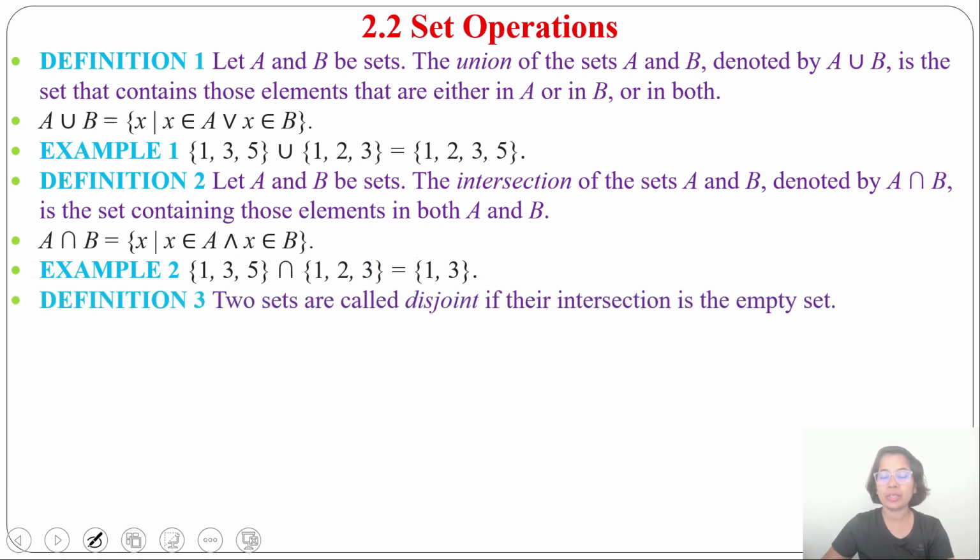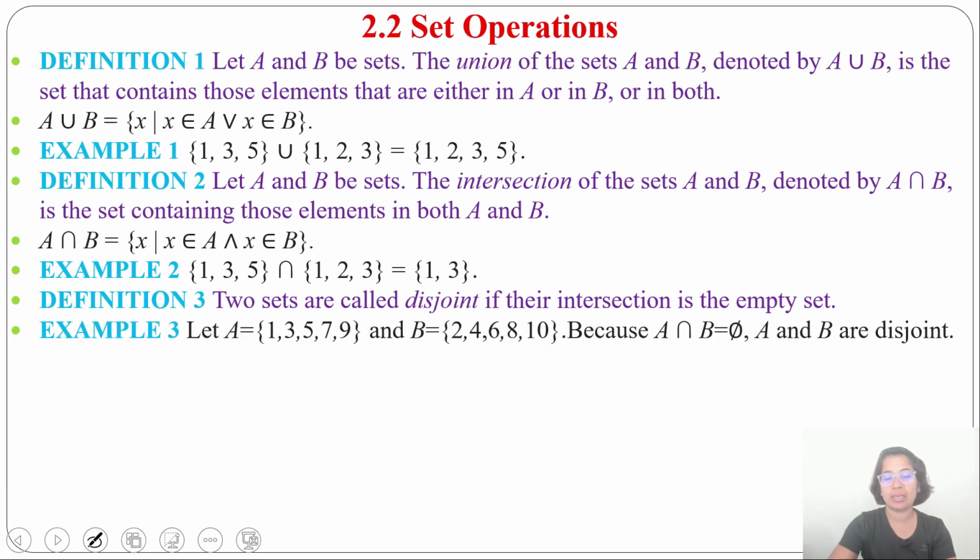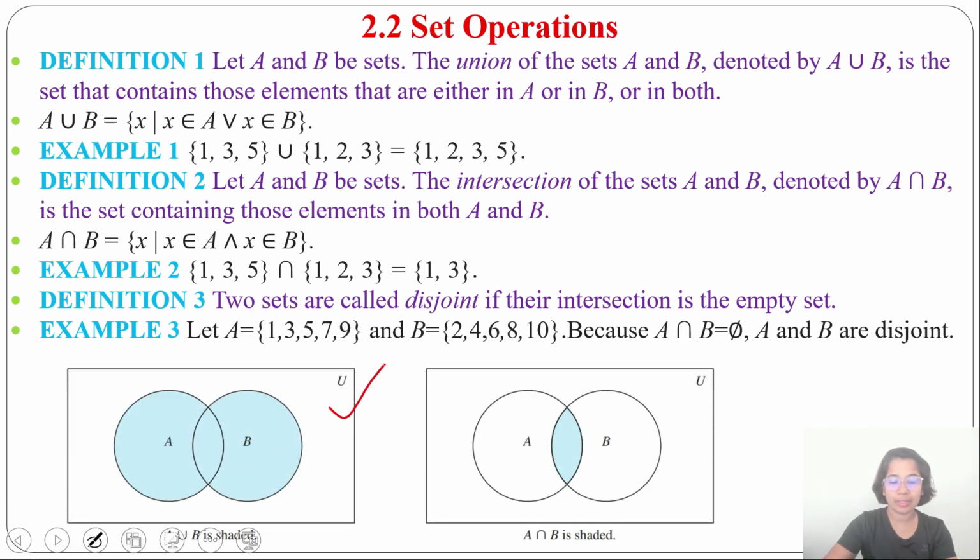Next, definition 3: two sets are called disjoint if their intersection is the empty set. For example, let A contain 1, 3, 5, 7, 9, and B contain 2, 4, 6, 8, 10. There are no common elements. Okay, their intersection is the empty set. So you can say A and B are disjoint. Now the Venn diagram for union and intersection. This shaded area is for A ∪ B, while this shaded area is for A ∩ B, which are common in both sets A and B.